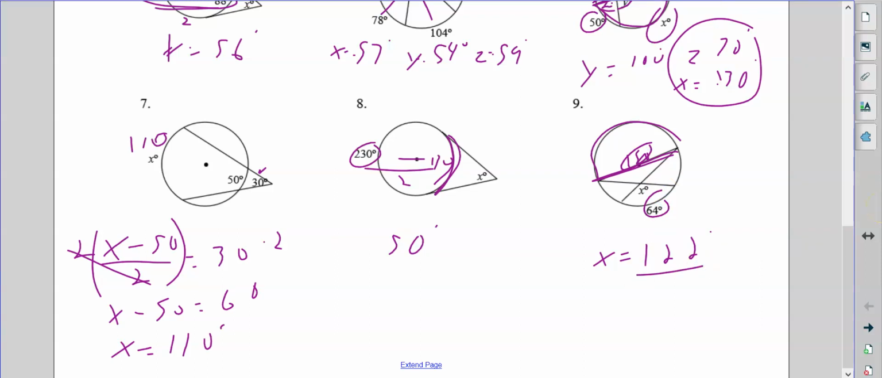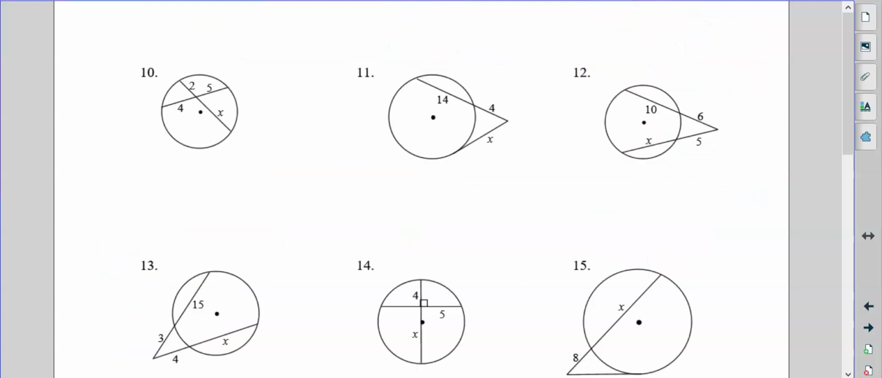If we know that this arc right here is 64, and these two are equal, and this is 180, that means if we take 180 minus 64, we get 116, which means this is 58, and this is 58. And then since this is a straight line here, they are supplementary, so 180 minus 58 is 122. So just a different way of approaching it.